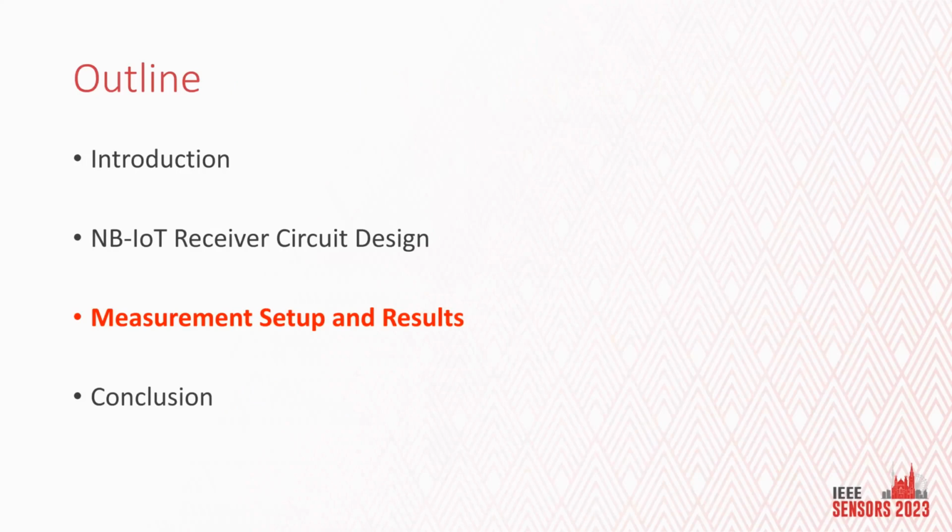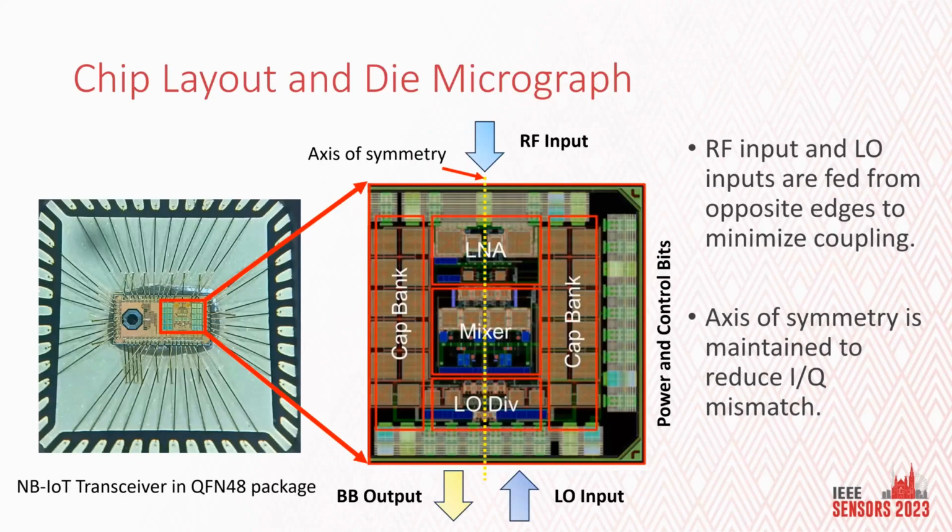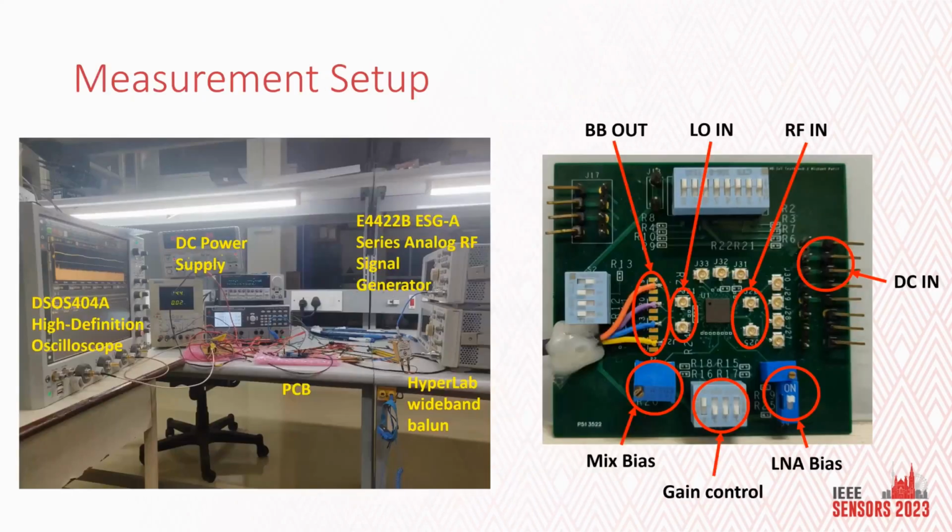Now let us look at the measurement setups and results. And this slide shows the chip level micrograph and die level micrograph. And this entire chip has been fabricated in a 65 nanometer CMOS TSMC process and packaged in a QFN48 package. The input and LO receivers here have been provided at opposite ends so that there is less coupling between the two, and an axis of symmetry is maintained to reduce the IQ mismatch.